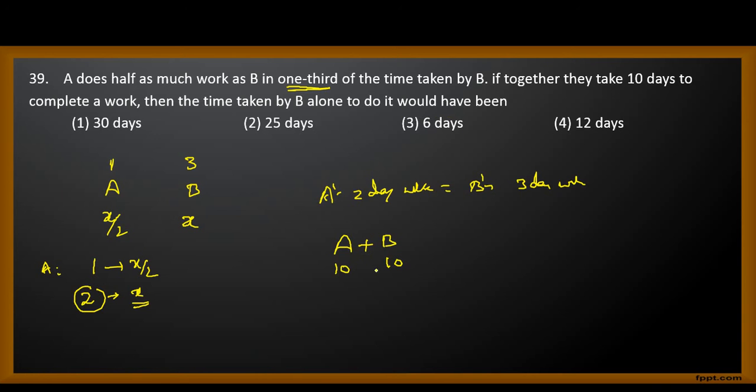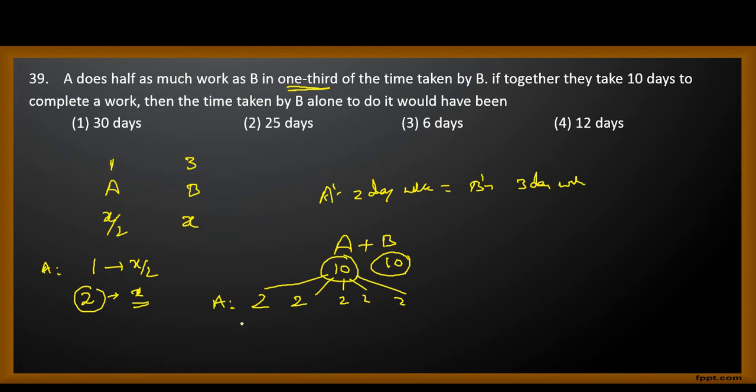Suppose B alone does, B will take these 10 days plus we have to convert A's 10 days into B's number of days. These 10 days can be written as 2, 2, 2, 2, 2. 5 twos. So is it clear? I am splitting this 10 as 2 plus 2 plus 2 plus 2 plus 2.